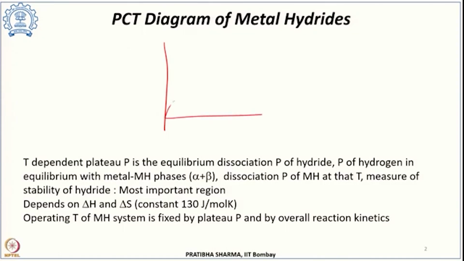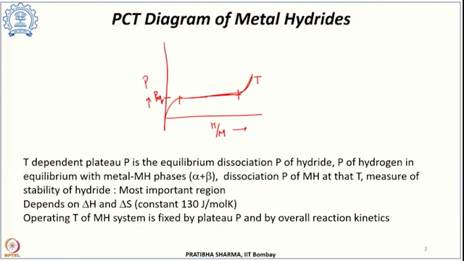Now we have seen in the earlier class the pressure, composition, isotherm and the 3 regions that exist. Here this plateau region has its own importance. This flat plateau that we have seen when we plotted the pressure with the concentration is temperature dependent. So this is drawn at a particular temperature. If we change the temperature, this plateau pressure will also change. This temperature dependent plateau pressure is also known as equilibrium pressure.